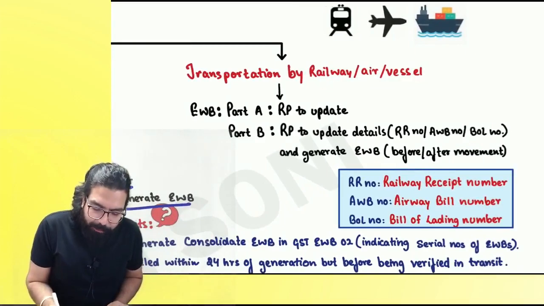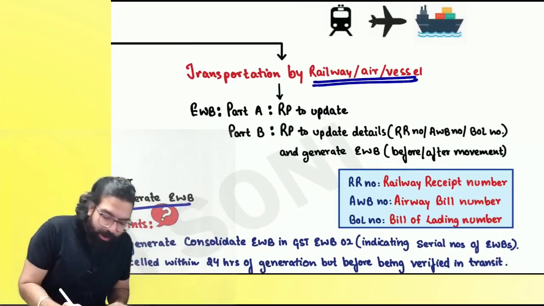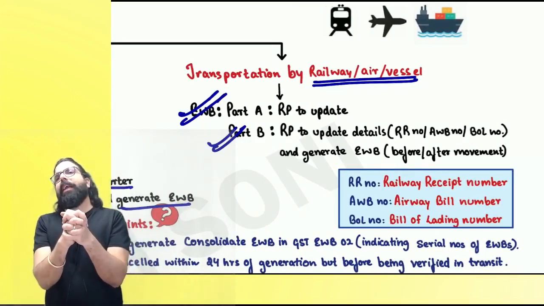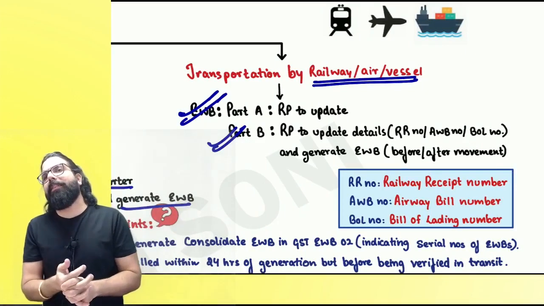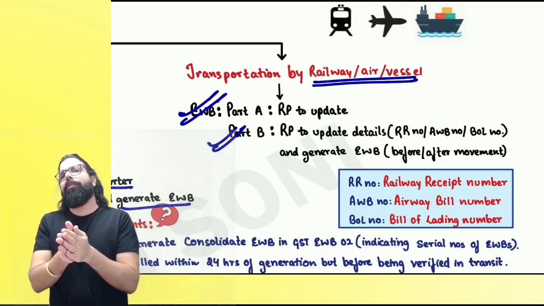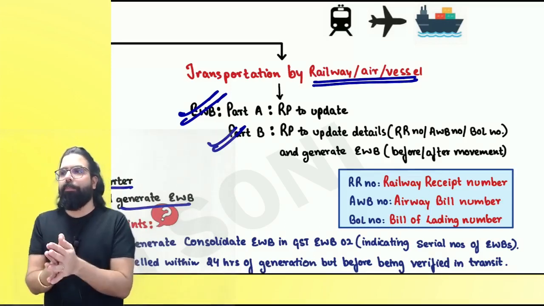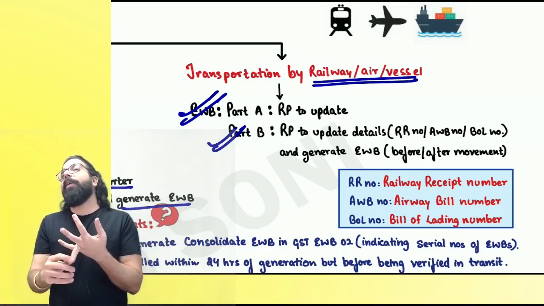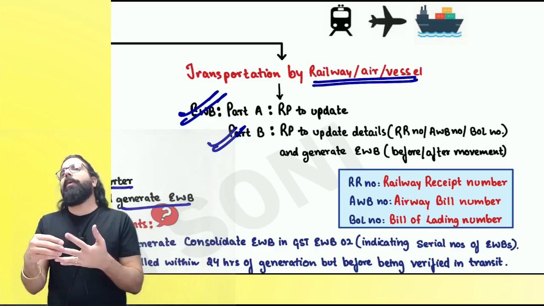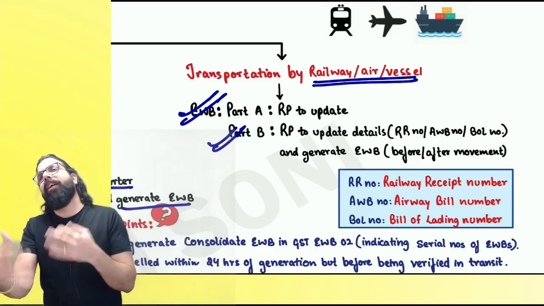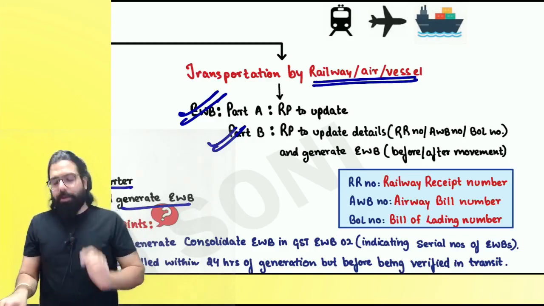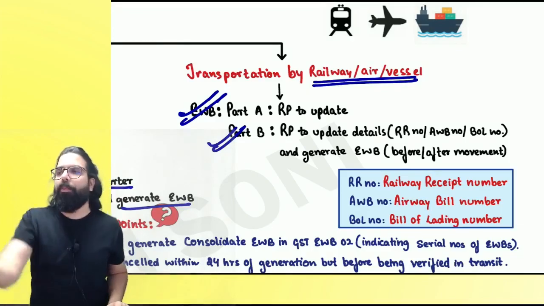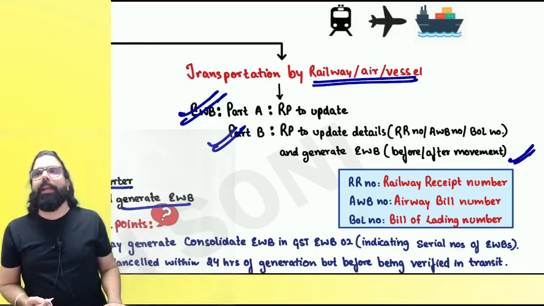Sir, if the transportation is happening by rail, air or vessel, you will fill the part A and you will fill the part B also. But here one thing is there: in case of transportation by rail, etc., part B can be filled by you after movement also, because generally in case of rail the railway receipt number, in case of air the airway bill number, in case of ship the bill of lading number, all these are received later. So you can go ahead and put the details and generate the e-way bill after movement also. Is the point 100% clear? Can we go ahead, everyone?